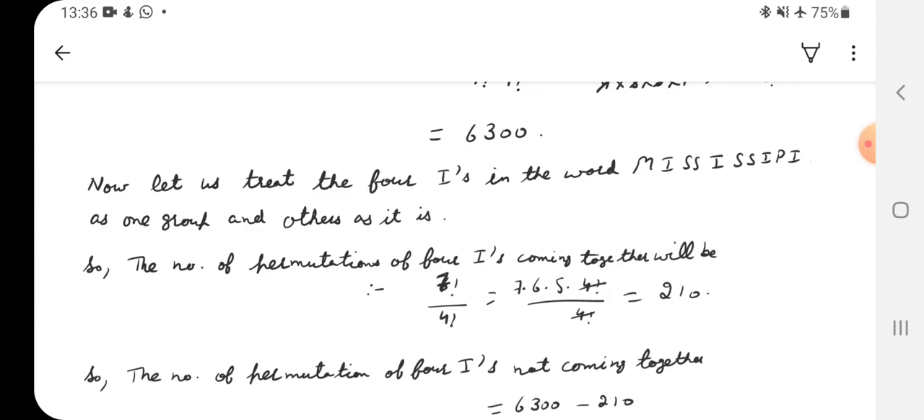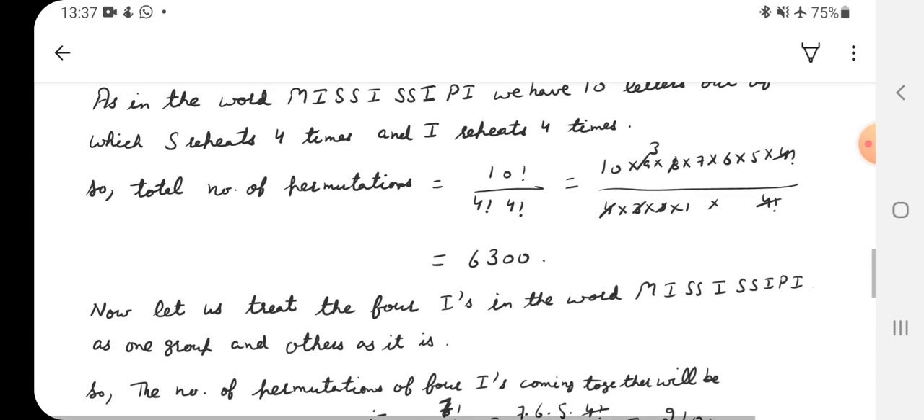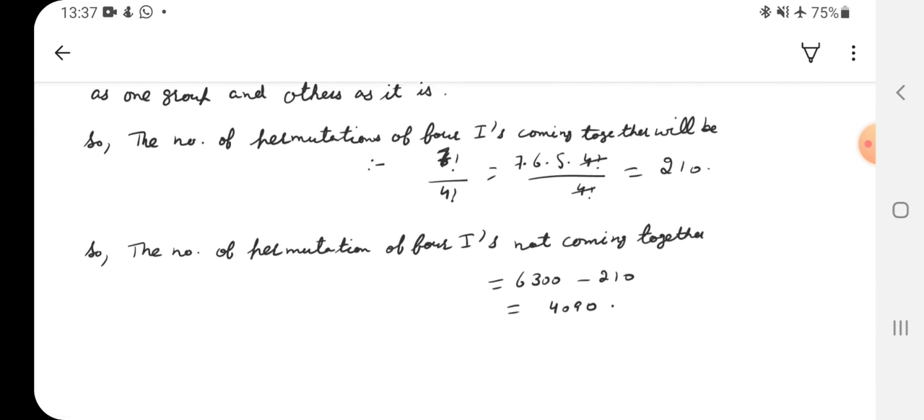But in this we made the group of I's, right? We can change the order of the I's, but it will not matter. Why? Because all the I's are the same. So what will be different in it? Nothing. So we will not bother about it. So the total number of permutations of 4 I's coming together is 210. Now subtract this 210 from the total number of permutations, which is 6300. Subtracting this, you will get 4090.